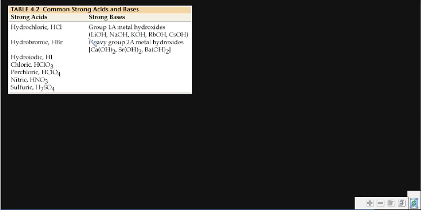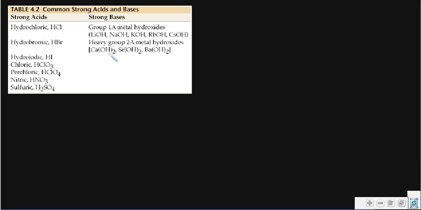Strong bases as well. These ones all completely dissociate. It's a little bit easier to memorize the strong bases because these are all your group 1s: lithium, sodium, potassium, rubidium, and cesium. And then these are your group 2s. If you just exclude the first 2 and go down the list, you have calcium, strontium, and barium.